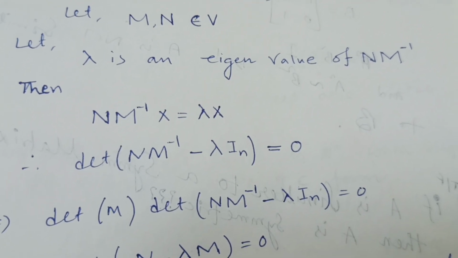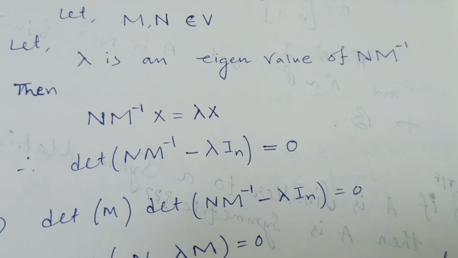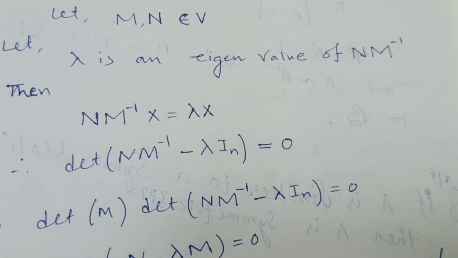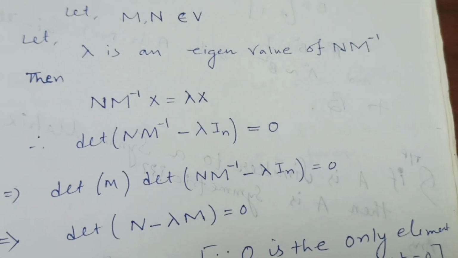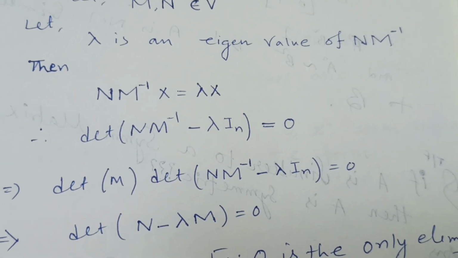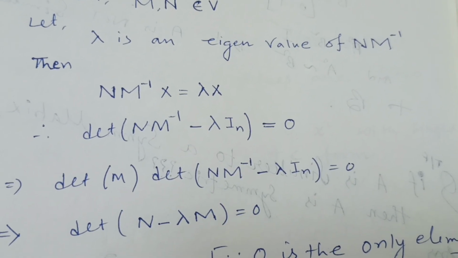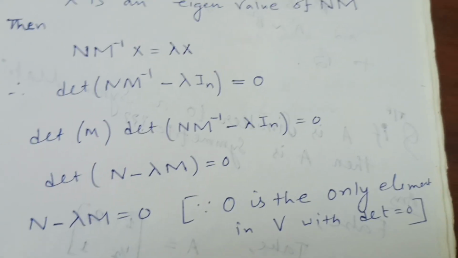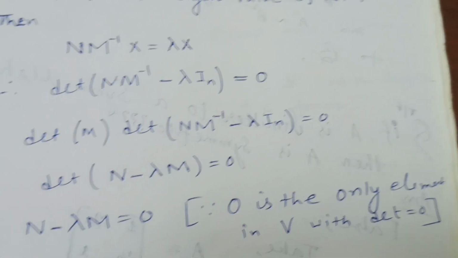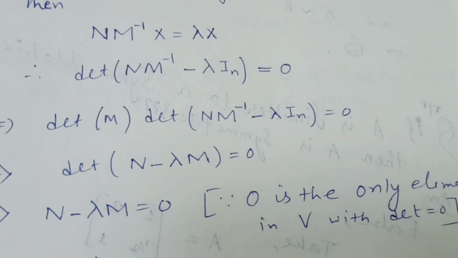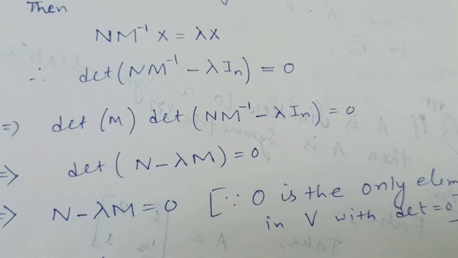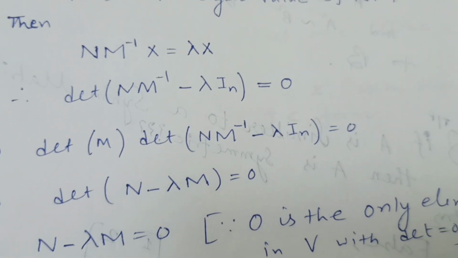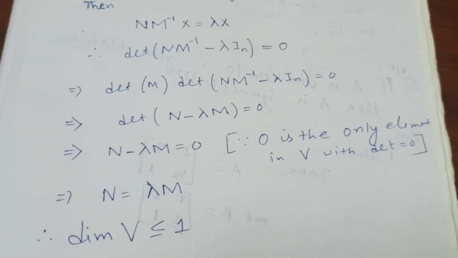So if I take M outside, I'll get determinant of M times determinant of M inverse minus lambda I n equal to 0, which implies that determinant of N minus lambda M equals 0. Fine. Which implies that N minus lambda M equals 0, because we know that 0 is the only element of V having determinant 0, because every non-zero element is non-singular. So every non-zero element cannot have determinant 0, which implies that N equals lambda M.